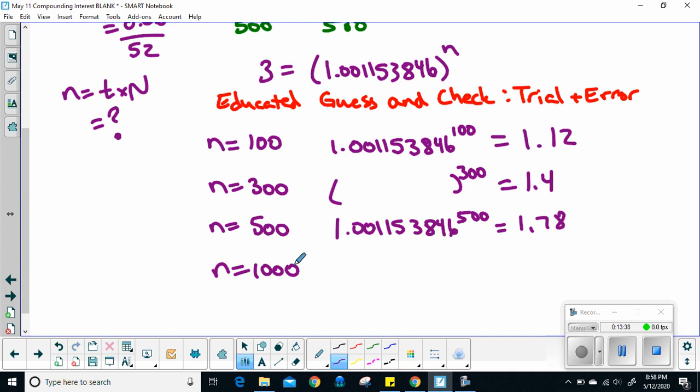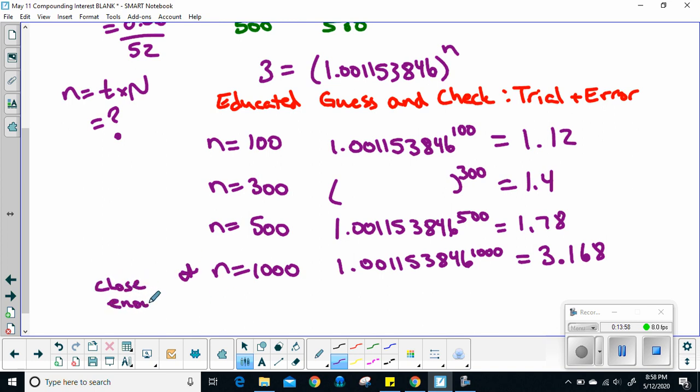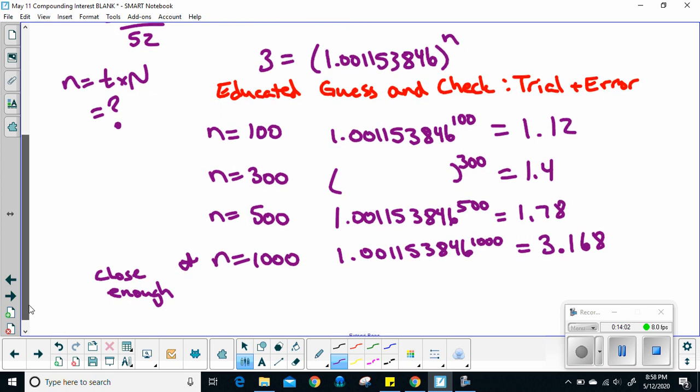0.001153846 exponent 1,000. Oh, so close. Yes. 1.53846 to the 1,000. Now we're looking. 3.168. And you know what? For us, that's close enough. So I'm going to go with this. Okay, close enough. You can learn how to find more exact answers next year, not this year.